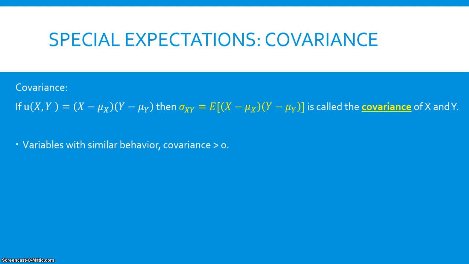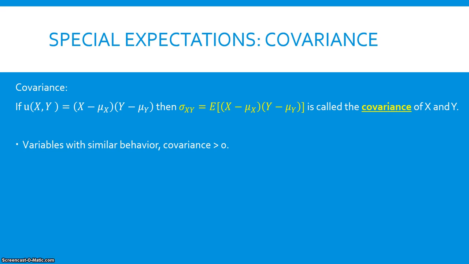Covariance gives us a measure of sort of how variables relate to each other. If variables have similar behavior, the covariance will tend to be greater than 0. So by similar behavior, what I mean is if x is above average, then y is also above average. And if x is below average, y is also below average. That would be similar behavior. And they would tend to give us expected values where I would have a positive value in that expected value.